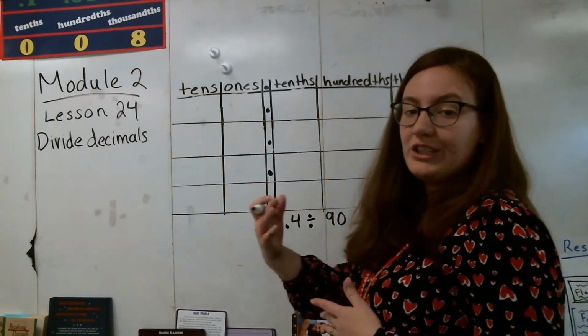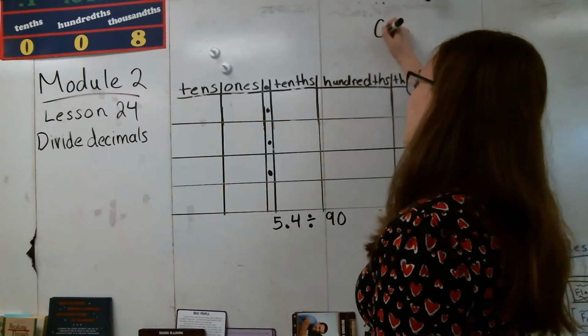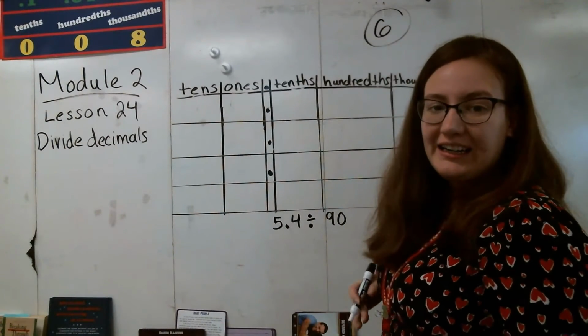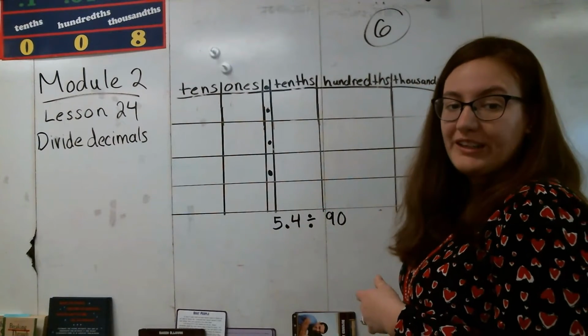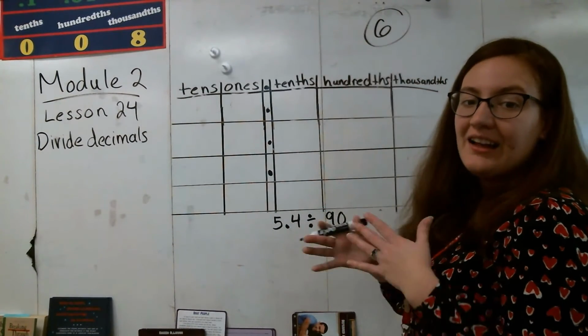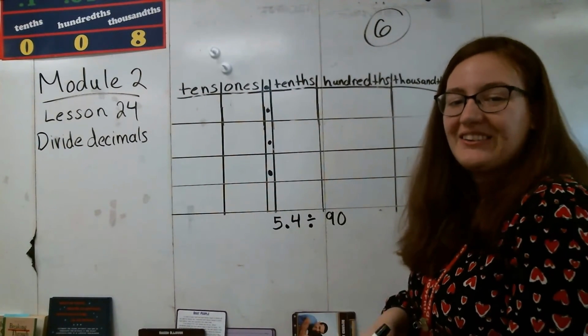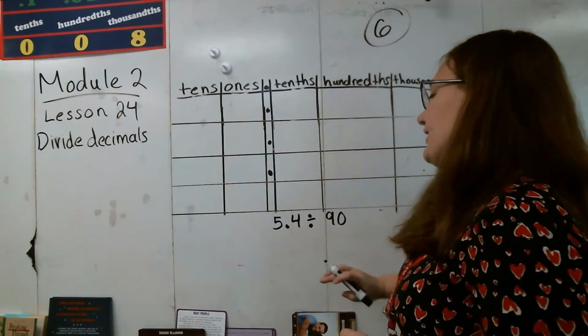which is also going to change the value of our answer. But guess what? Our answer is still going to have a 6 somewhere in it. It's just the value is going to be different. So if you don't get 6 as your answer for this, then there's something wrong. But if you do get 6 in some sort of place value, then you're on the right track. So let's take a look at this.